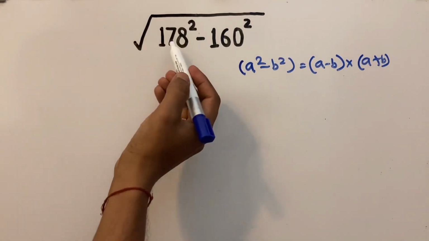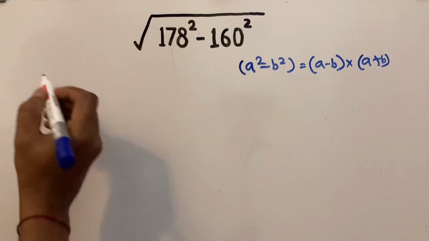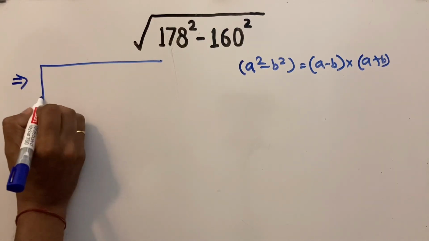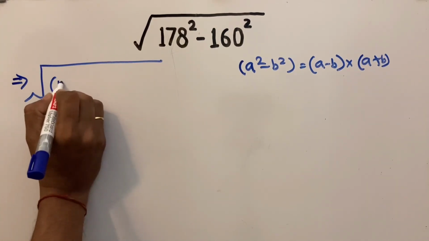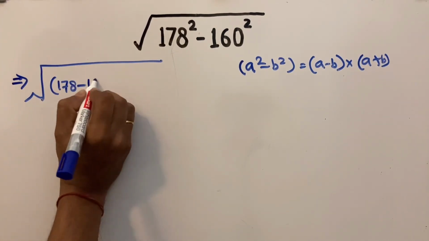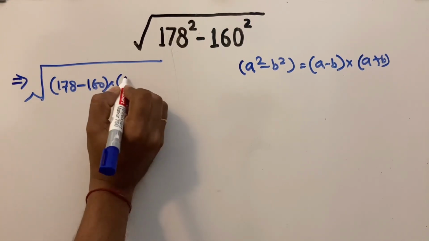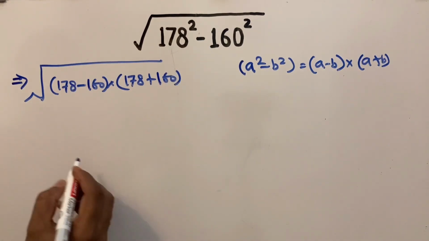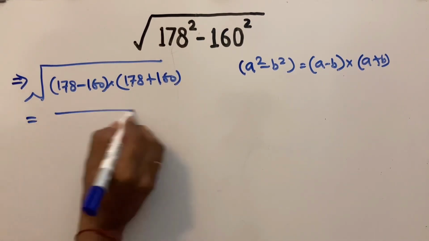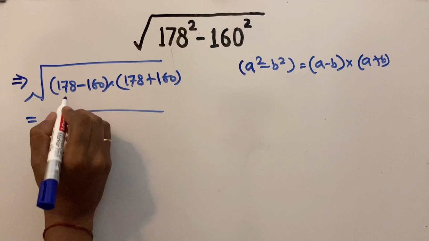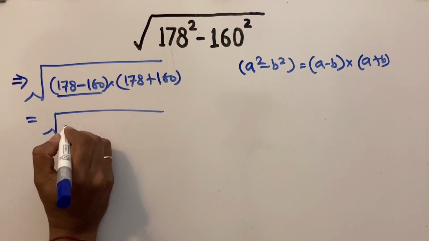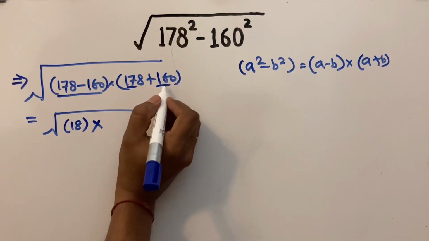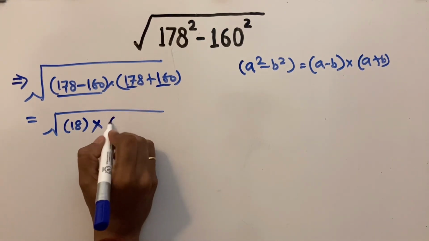Here a is 178 and b is 160. So this equation simplifies to square root of bracket 178 minus 160 multiply bracket 178 plus 160. This is further simplified to square root of 178 minus 160 is 18, multiply 178 plus 160, which is 338.